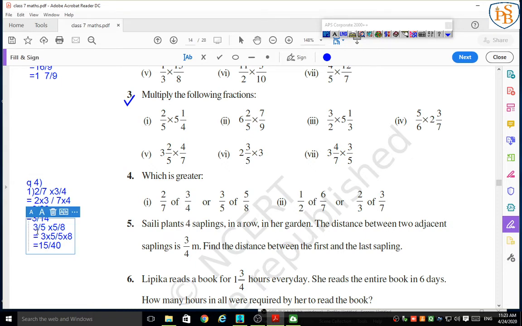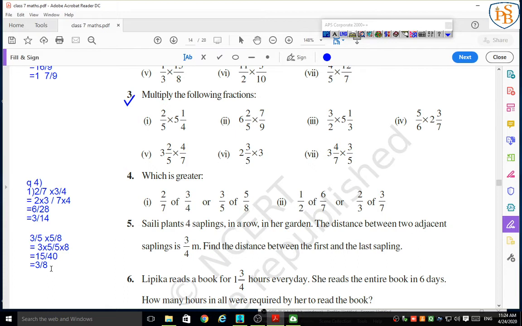Okay, and we can find the reduced form of this one also. So 15 and 40 can be divided by 5. So 5 3s are 15 upon 5 8s are 40. So we get here 3 upon 8. So how can we find the greater number? Still the denominators are not the same.